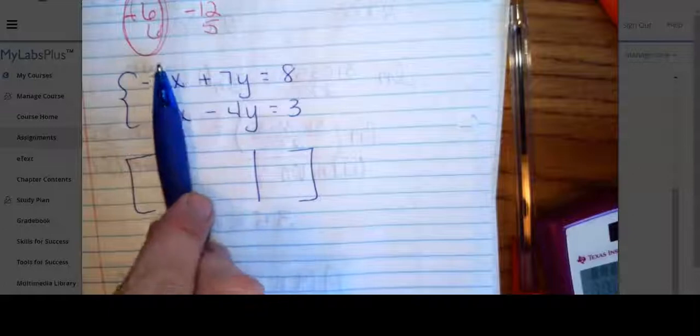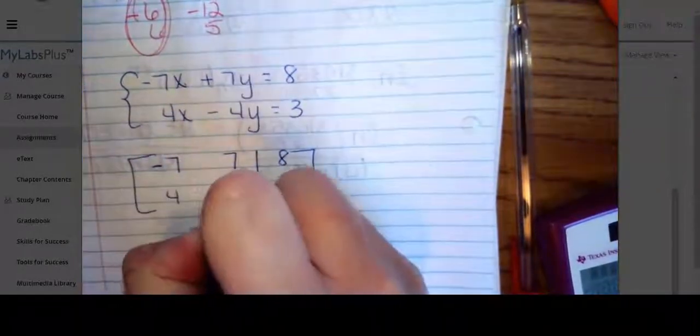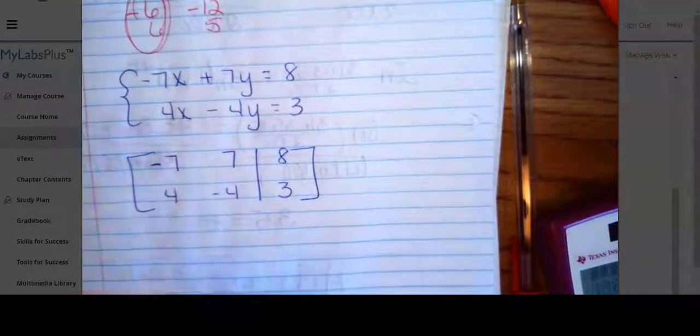So just write the coefficients. Make sure you've got an x column, a y column, equals your constants. So this is a negative 7, 7, 8, 4, negative 4, and 3. So I just killed off the x's and killed off the y's. Okay. What is the size?